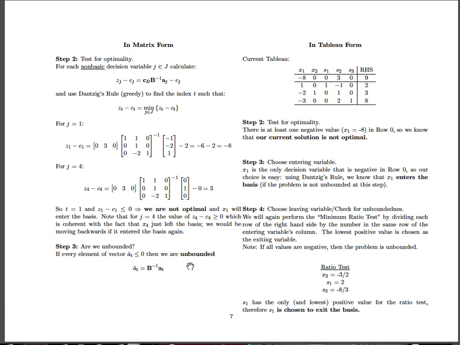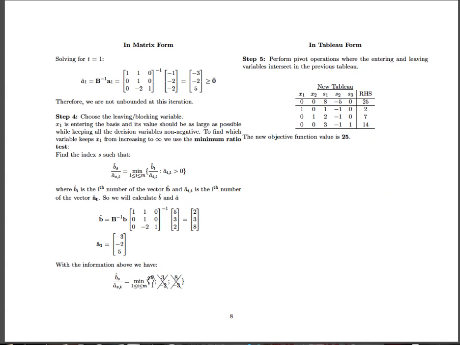Next, we're going to test for unboundedness in the matrix form using this equation right here. And x1 is entering, so it's B inverse times a sub 1. And this is the vector we get, and we have a 5 right there, so we have at least one that's greater than 0. So at this point, we're not unbounded.